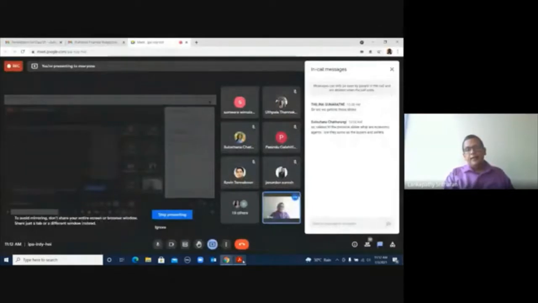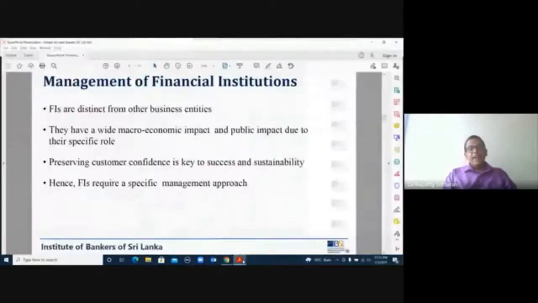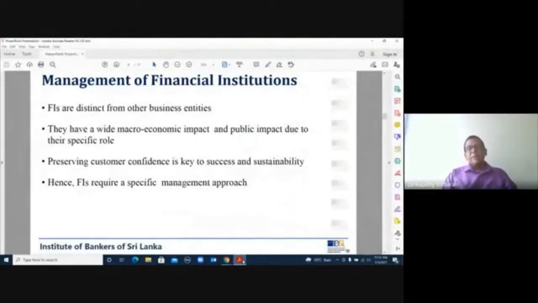Yes, sir. Okay. Then they have a wide microeconomic impact and public impact due to their specific role. What is the microeconomic impact through the finance institution? For example, we will take a bank X. I don't use the name. I'll call it bank X, which is the largest bank in Sri Lanka.